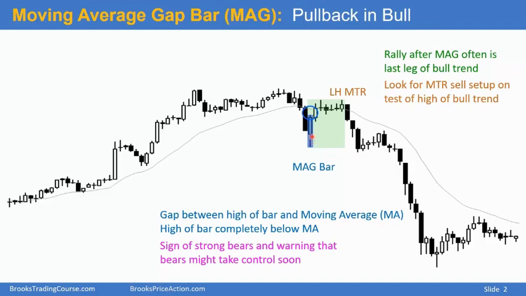Traders know it's still a bull trend. However, they know that whatever rally follows this probably will be followed by a major trend reversal attempt. Here it's a lower high. It could have been a higher high, but in any case, once you see a bar completely below the moving average, you know the bears are getting strong, and you're probably transitioning from a bull trend into either a trading range or a bear trend.